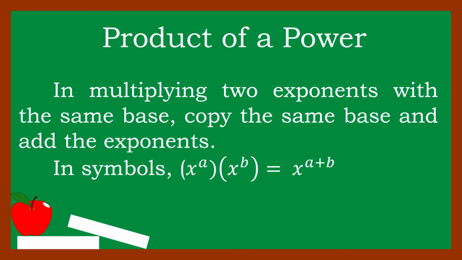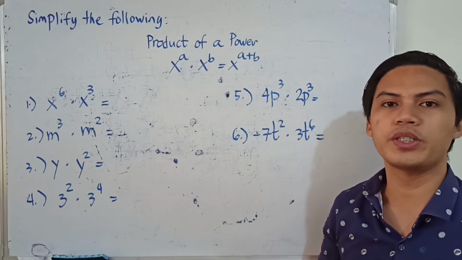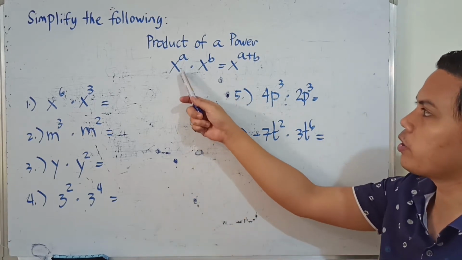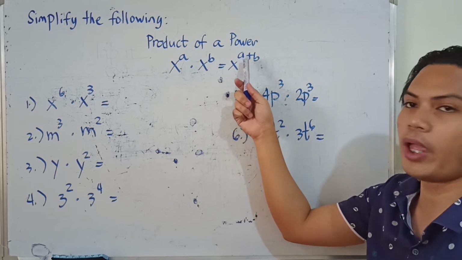The first one, we have the product of a power. In multiplying two exponents with the same base, we copy the same base and add the exponents. In symbols, we have x raised to a times x raised to b is equal to x raised to a plus b.